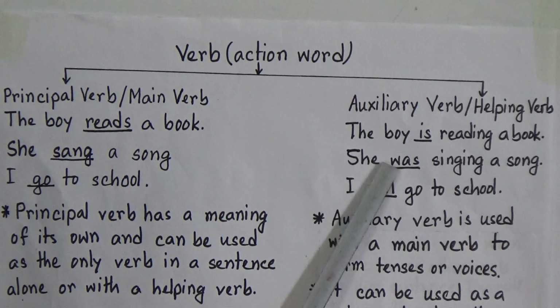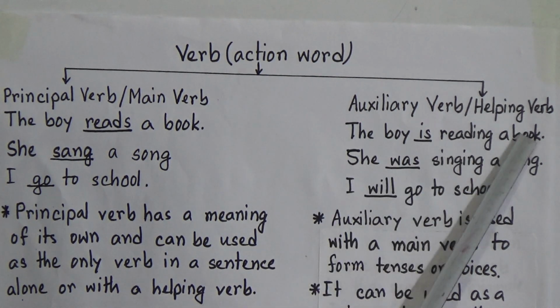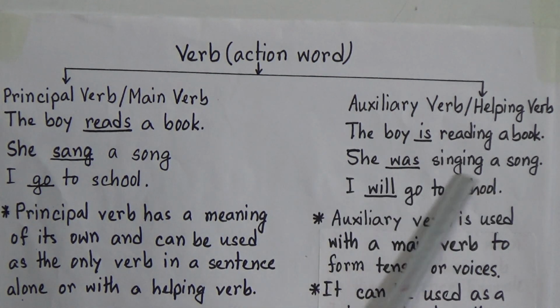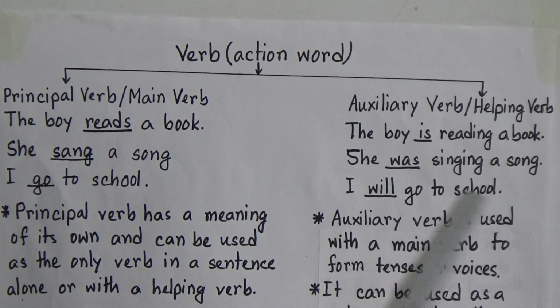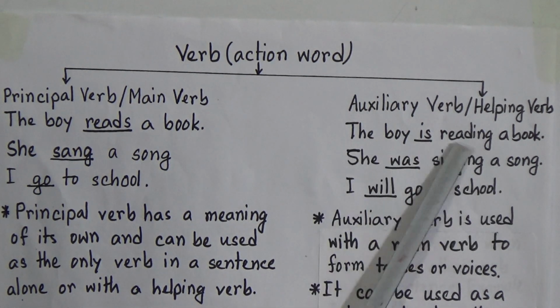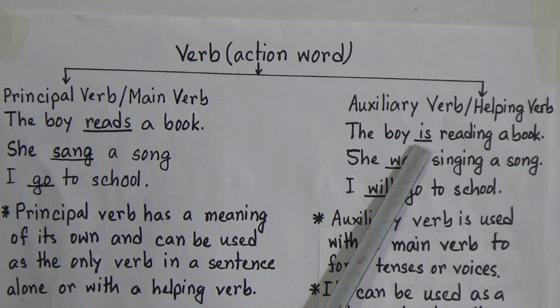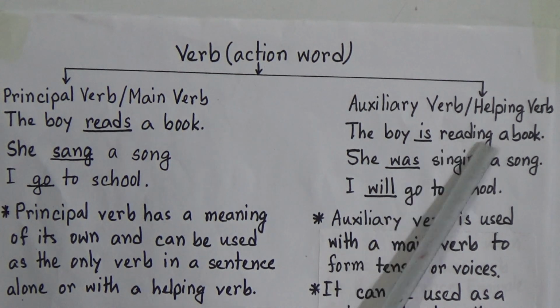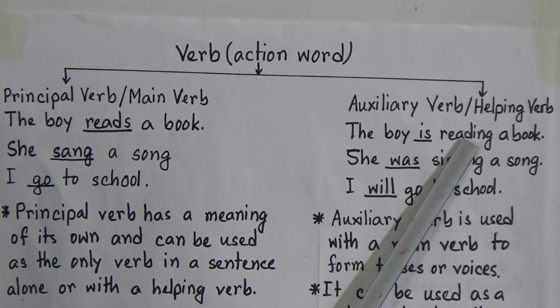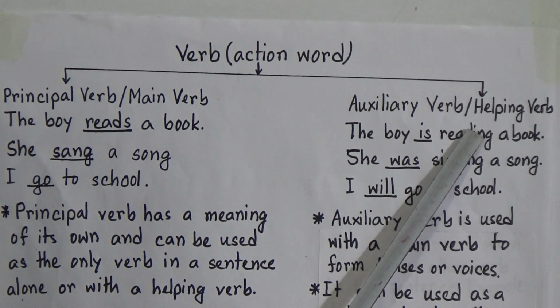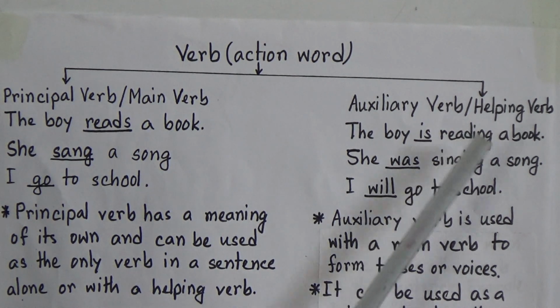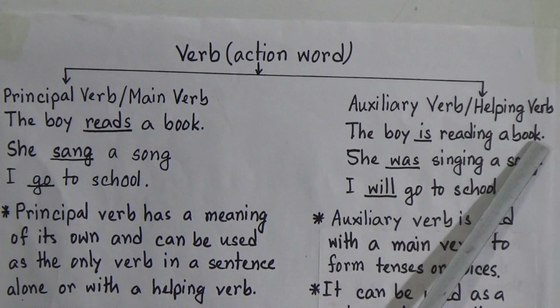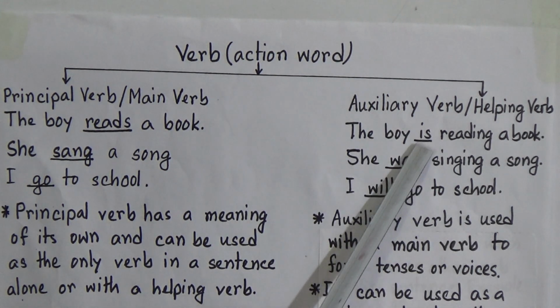Now look at these examples at first. The boy is reading a book. She was singing a song. I will go to school. Now look, the boy is reading a book. Is the auxiliary verb or helping verb. It sits here to help the verb read. Now look, there is another verb, which is principal verb, read. So auxiliary verb sits with a main verb to form the tenses. Now look, the boy is reading a book, and that means it is present continuous tense.